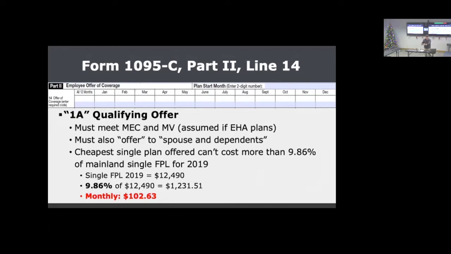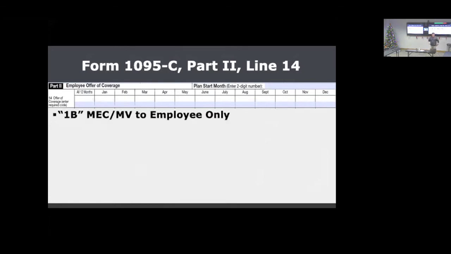So remember that. If you're thinking, oh crap, those employees would have to pay $110 if they get the PPO, even though it's only $95 if they get the high deductible. We're reporting on the high deductible plan. We're reporting on the cheapest single plan that they could enroll in. Okay, so that's 1A.